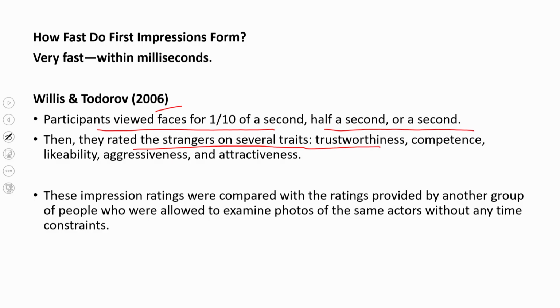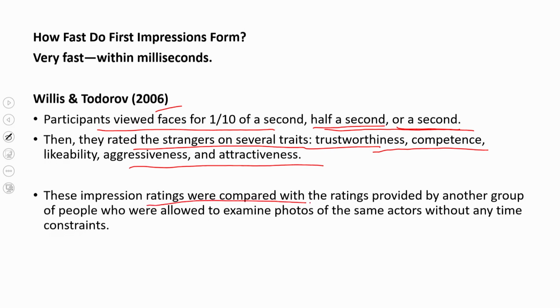So, they basically showed faces of people. For some groups it was 1/10 of a second, for some it was half a second, for some it was 1 second. Then they rated the strangers on several traits: trustworthiness, competence, likability, aggressiveness and attractiveness. Certain characteristics were given, and they were supposed to rate based on whatever they had seen.